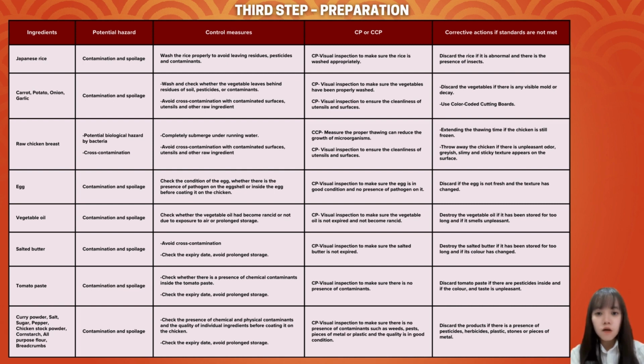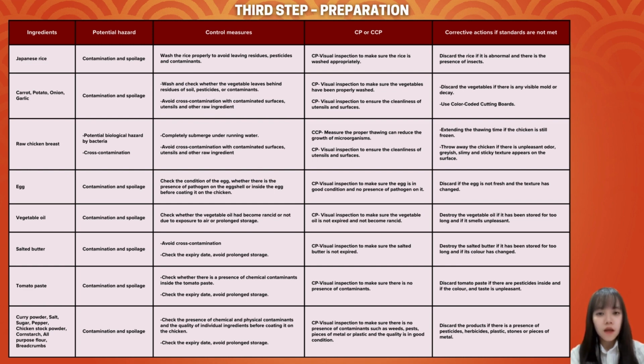In addition, of course, we must ensure that the utensils are cleaned or use color-coded cutting boards to avoid cross-contamination of vegetables, raw chicken breast, and salted butter. Before cooking raw chicken, we must ensure that it has been properly defrosted, as failing to do so may pose a potential biohazard due to bacteria. If it smells bad and is slimy, discard it.